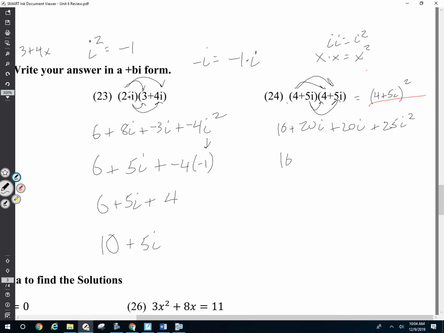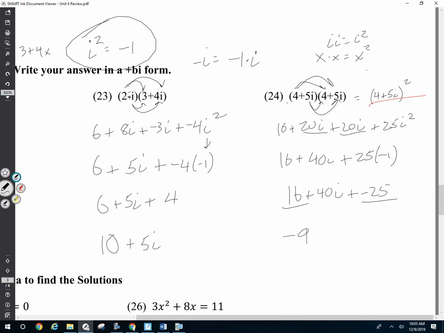So I got 16 plus, 20i and 20i, that's 40i. Then 25i squared turns into 25 times negative 1. i squared is negative 1. Well, that's 16 plus 40i minus, or plus negative 25. I can combine the 16 and the negative 25. It's going to be negative 9. And that would be the simplified 4 plus 5i squared.